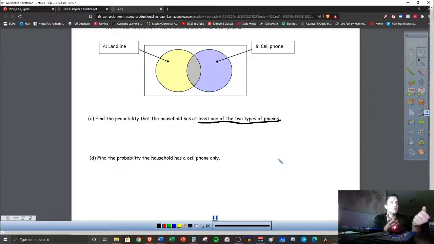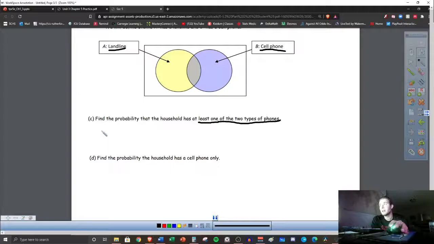Is it conditional? Well, I'll go ahead and say it's not conditional, because it doesn't say, hey, we know that they own a landline, or we know that they own a cell phone. Now, what's the probability they also own the other one, right? That's not how this one's set up. This is saying at least one. So it could be either a landline or a cell phone. So we're looking at the union of the events.